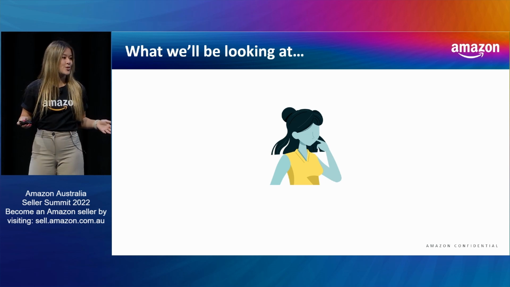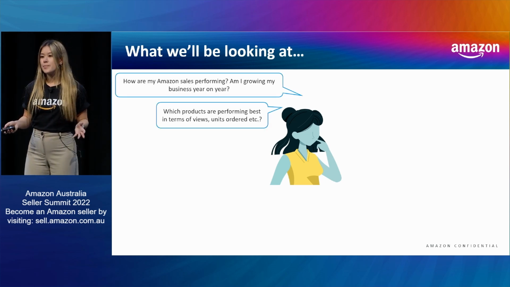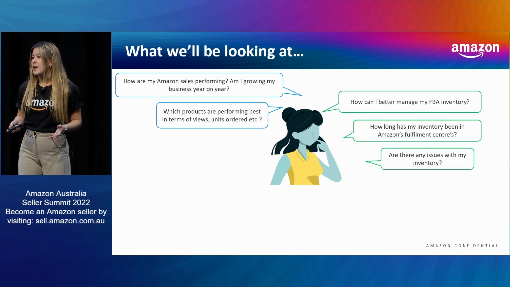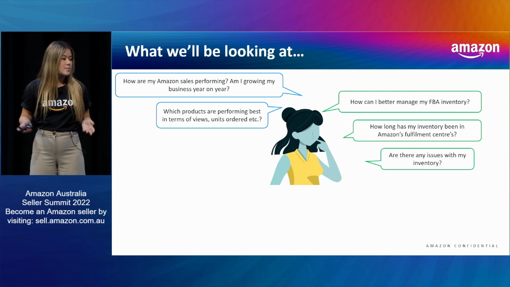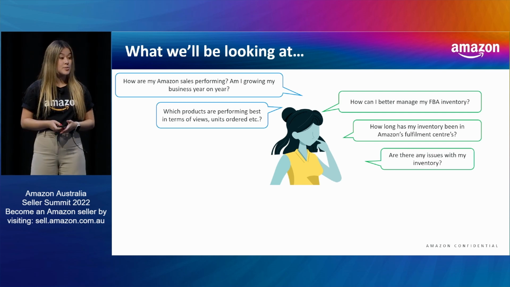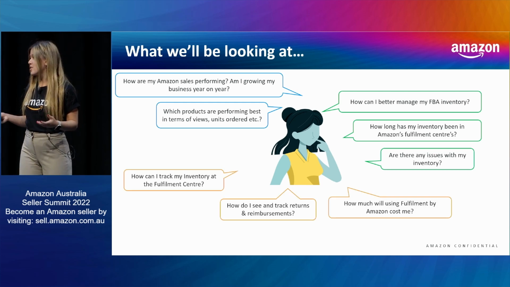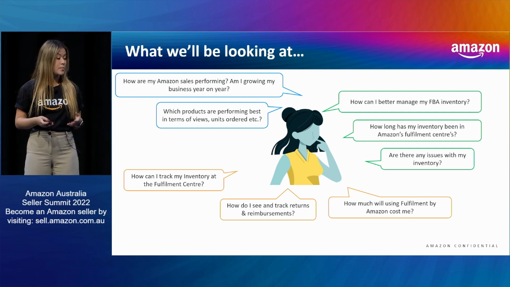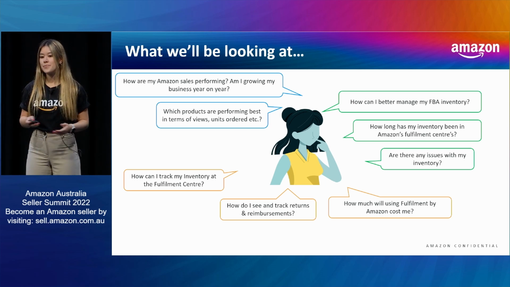Examples of these questions include, how are my Amazon sales performing? Am I growing year on year? What are my best sellers on Amazon? How can I better manage my FBA inventory? Are there any issues with my stock at the fulfillment center? And how long has my stock actually been sitting there? How can I see what's actually happening with my stock in the fulfillment network? How can I track returns and reimbursements? And how can I keep on top of what my FBA fees are?